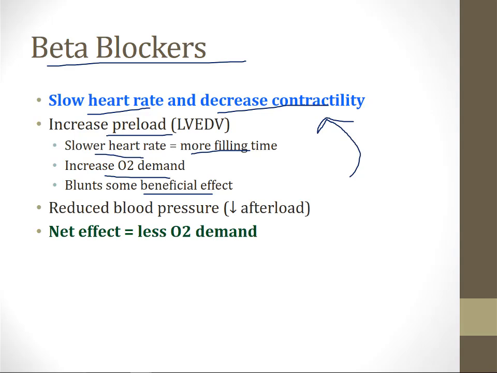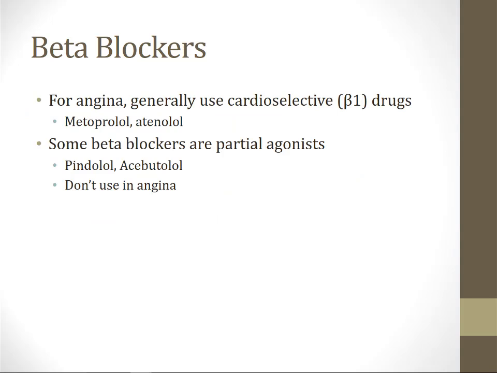Beta blockers also slightly reduce the blood pressure. You may know that they can be used as drugs for hypertension. So by lowering the blood pressure, they reduce the afterload on the left ventricle, and this is also a beneficial effect. So overall, the net effect of all of these things shown in the slide is that they lower oxygen demand and improve angina. For angina, we generally use the cardioselective beta-1 blocking drugs like metoprolol and atenolol.